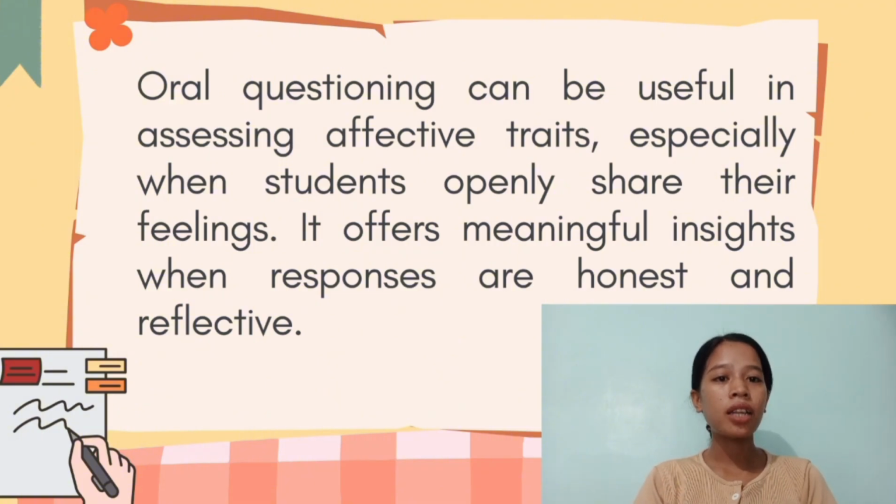Pero sabi ni McMillan sa 2007, minsan hindi systematic ang observation. Ibig sabihin walang fixed na structure or consistency. So, teachers need to be careful and fair sa pag-interpret ng behavior. Dapat walang bias and based lang sa actual actions, not assumptions para ma-assess ng tama ang affect ng student.